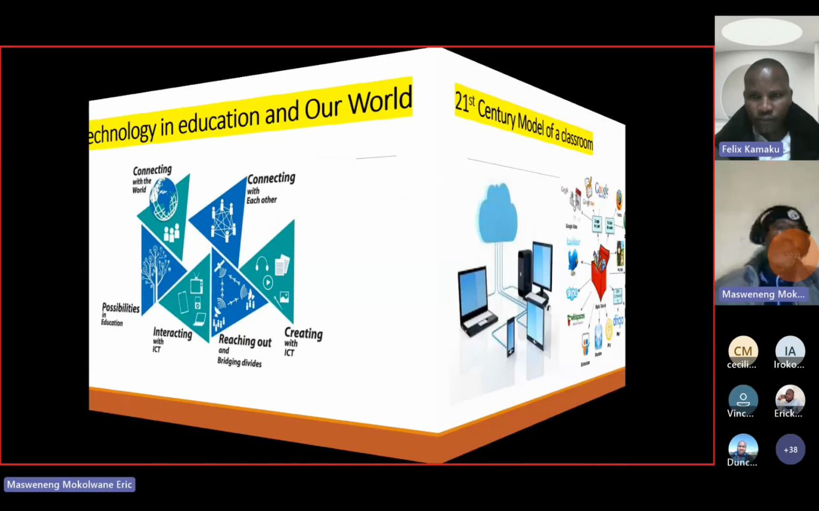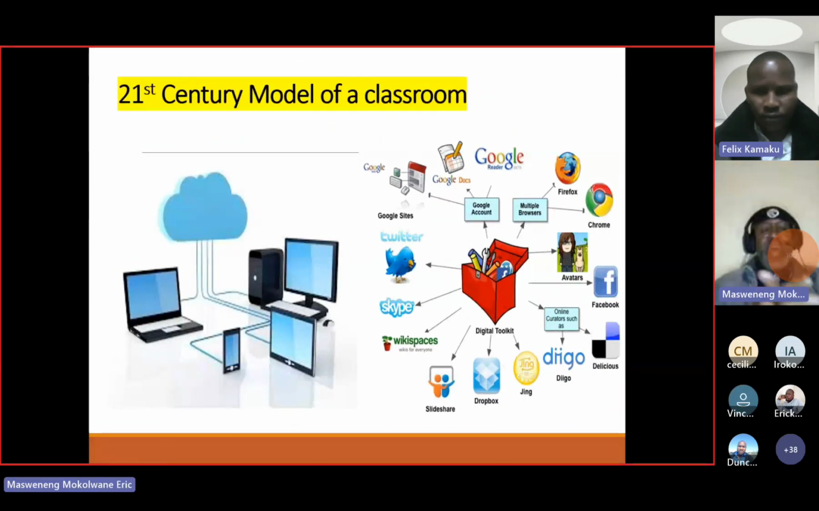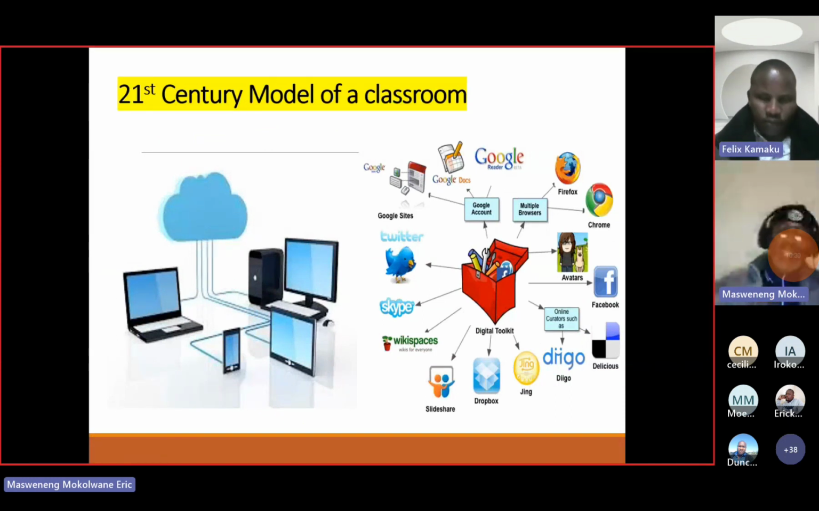Well, now this is what a model of the 21st century classroom should look like, wherein it is characterized by digital tools, digital apps that every single one of us should embrace, so that we'll be able to embrace inclusivity, so that we'll be able to accommodate everyone, so that we'll be able to connect our learners with the world. These are the tools. I don't have to mention them as they are visible on the screen.